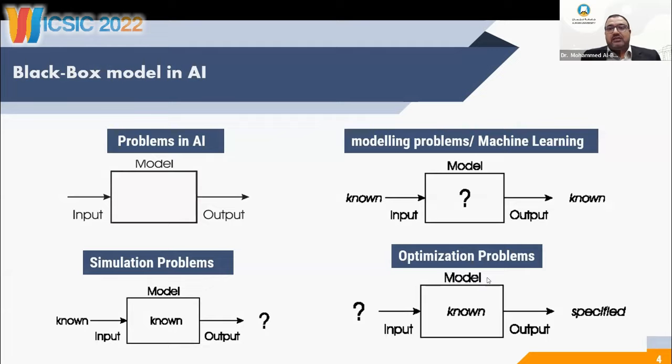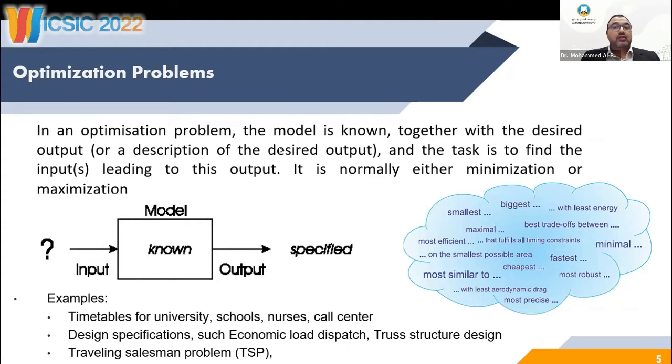While for optimization, let me go further. Next slide. In optimization, the model is known together with the desired output, and the task is to find the input to this output. This is normally either minimization or maximization. So the keywords of the optimization domain are smallest, biggest, maximal, etc. The input is the unknown component, and there are thousands of applications, such as timetabling, scheduling, nursing, and call centers. For engineering, we also have a very big number of optimization problems, such as design specification, economic load, and data structure design. For computer science, we also have the traveling salesman problem, ATPs, etc.